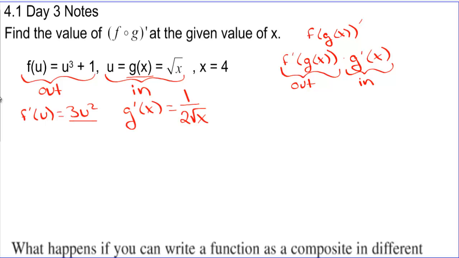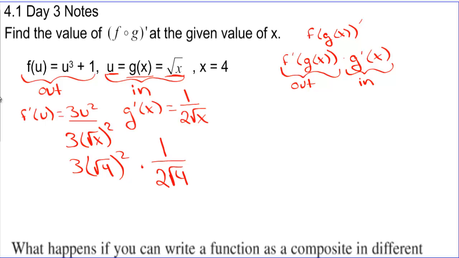And notice we have 3u squared. Well, that's 3 times the square root of x squared, because u is the same as square root of x. And we're evaluating this at a value of 4. And then times 1 over 2 times the square root of 4. We have, let's see, that is 2. 2 squared is 4. 12 times 1/4, that is a value of 3.